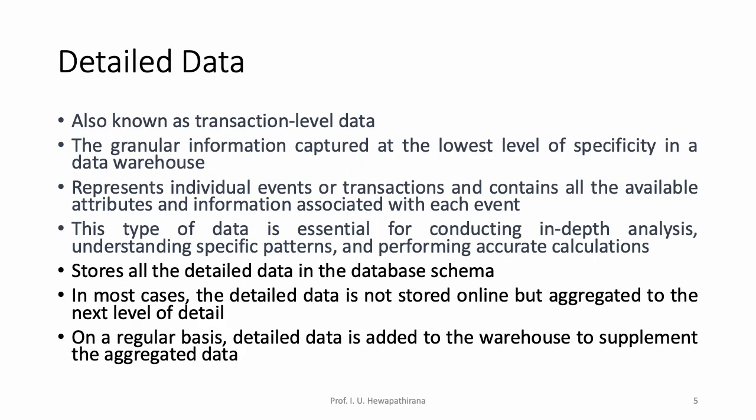And then we can have detailed data. This is also known as transaction level data. If you remember last lesson, we discussed transaction fact tables. So that is the type of data we are talking about here. This contains granular information that is captured at the lowest level, and it represents individual events or transactions that contain all the available attributes and the information associated with each event. So this is highly detailed data about every transaction.